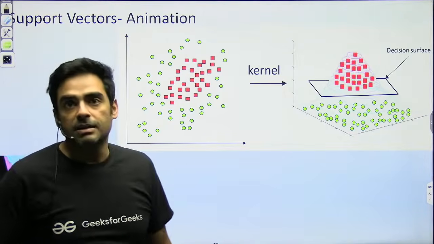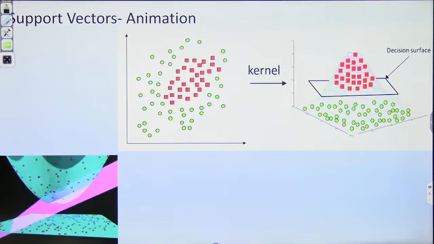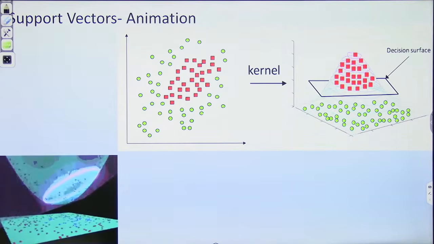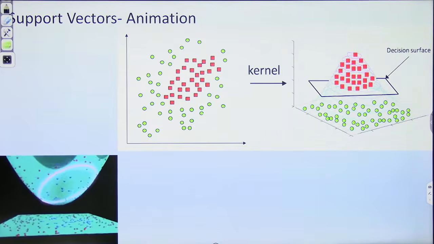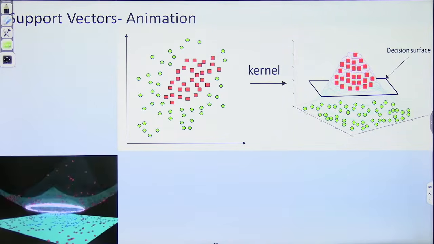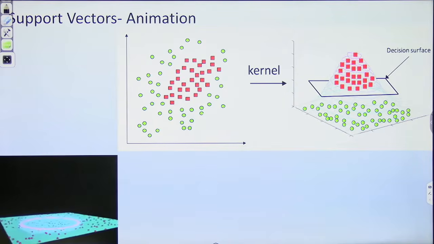Just see the bottommost animation. Everything would be crystal clear now. The data that is scattered on the bottommost plane.